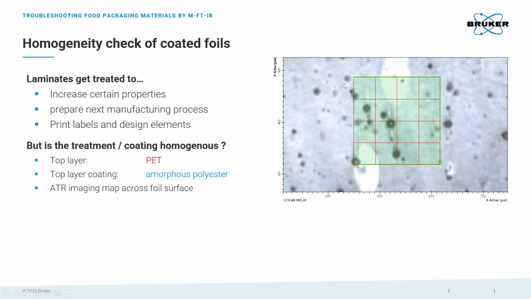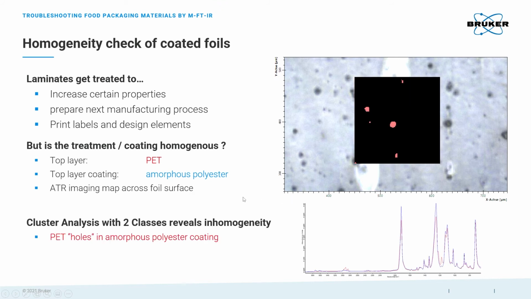That means what we did here is an ATR imaging map across the foil's surface. And with the result, we did a cluster analysis with 2 classes, which really reveals the inhomogeneity. So we know that the polyester should be homogeneously present. But what we see in these reddish flakes, or in these reddish holes, I would say, is that we can see it's PET. So that means the coating is not homogeneous, and the PET, the hidden structure underneath the polyester, could also be detected.